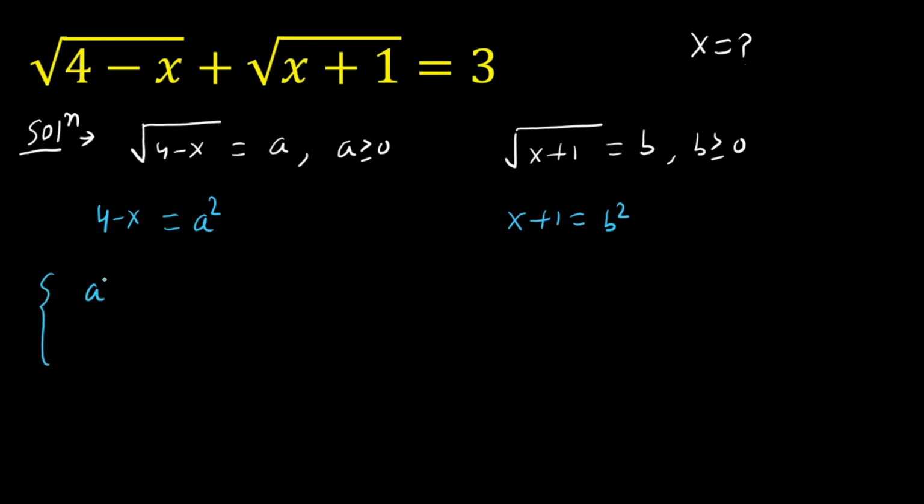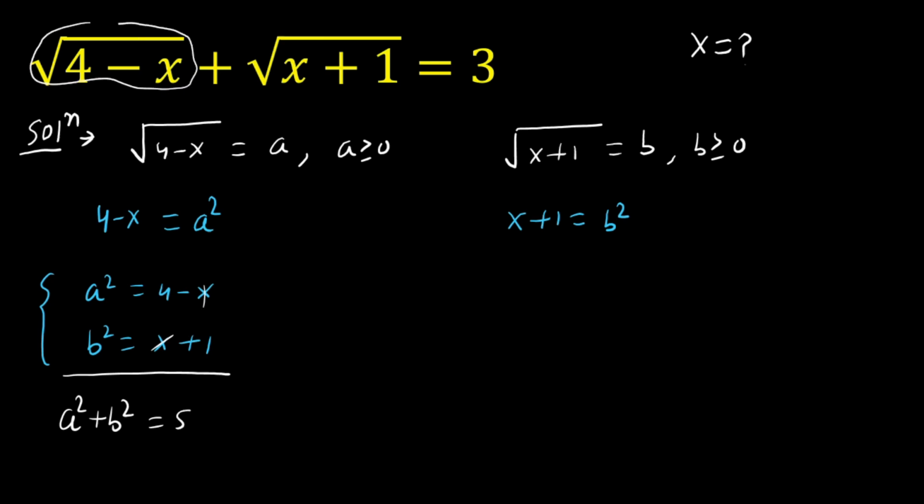Look carefully, a square is equal to 4 minus x and b square is equal to x plus 1. If we add both the equations, then in the left hand side you get a square plus b square, and this minus x and this plus x are cancelled out. So 4 plus 1, that is 5. And this square root of 4 minus x is a and this is b. Then a plus b is equal to 3.